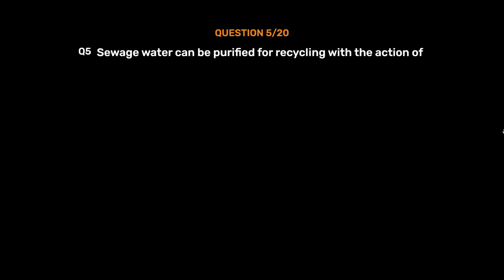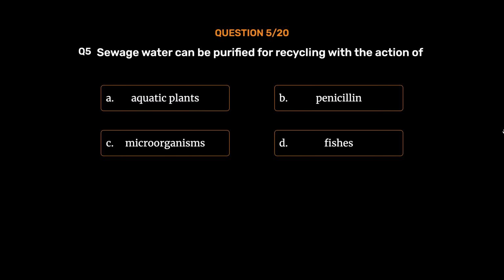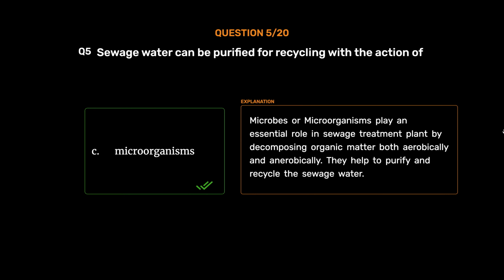Grit chambers. Question number 5. Sewage water can be purified for recycling with the action of Option A. Aquatic plants. Option B. Penicillin. Option C. Microorganisms. Option D. Fishes. The correct answer is Option C. Microorganisms. Microbes or microorganisms play an essential role in sewage treatment plant by decomposing organic matter both aerobically and anaerobically. They help to purify and recycle the sewage water.